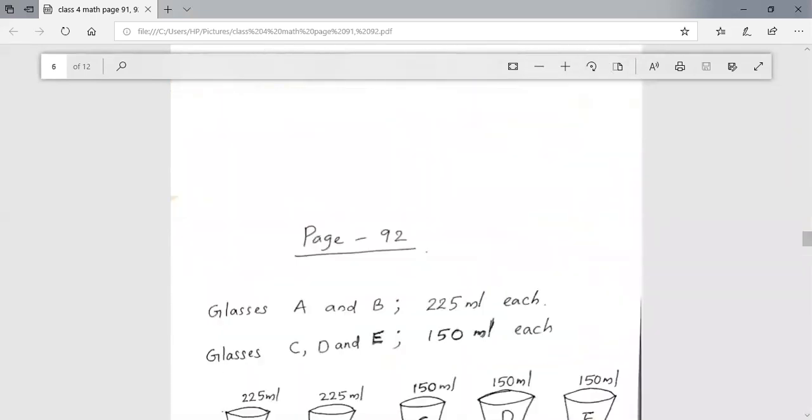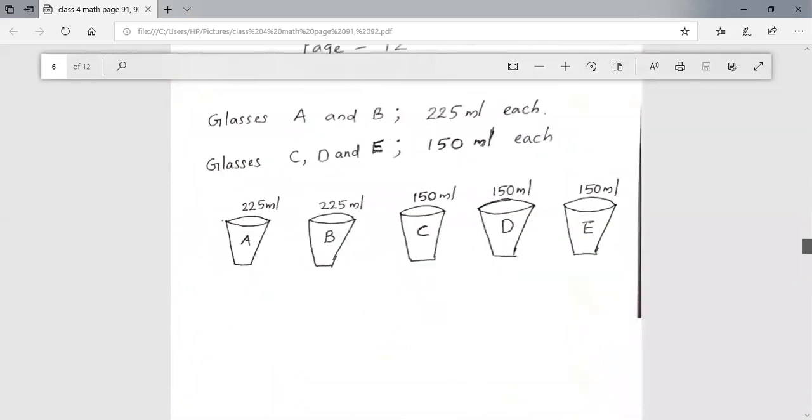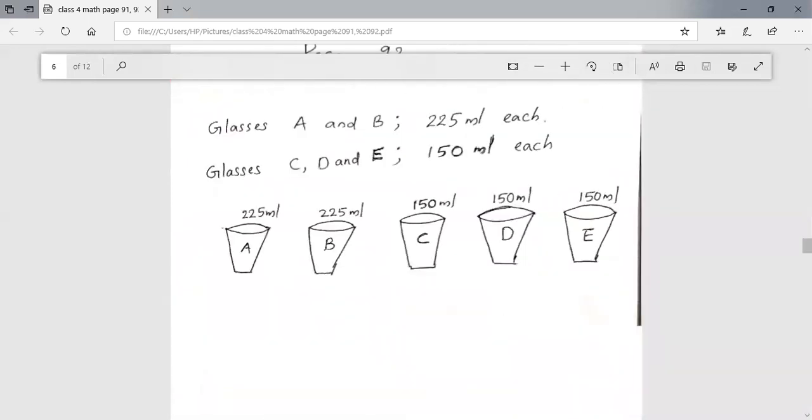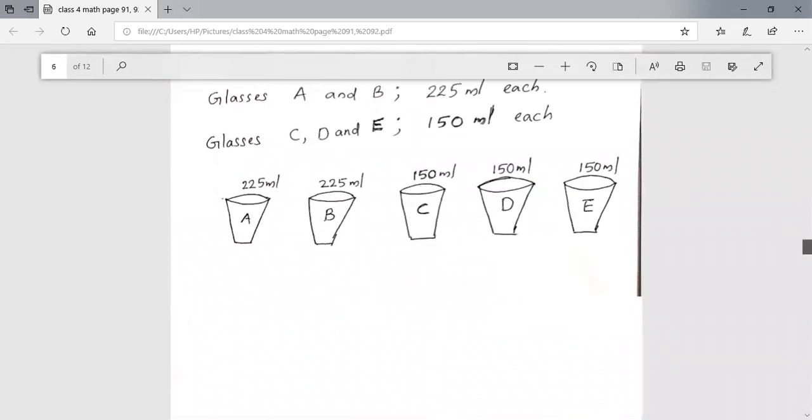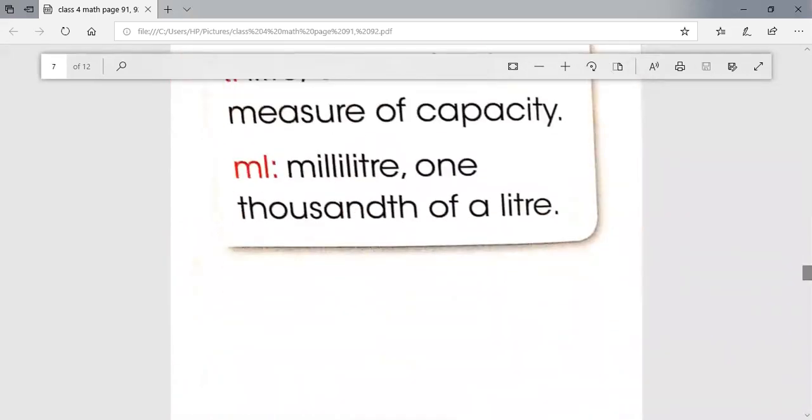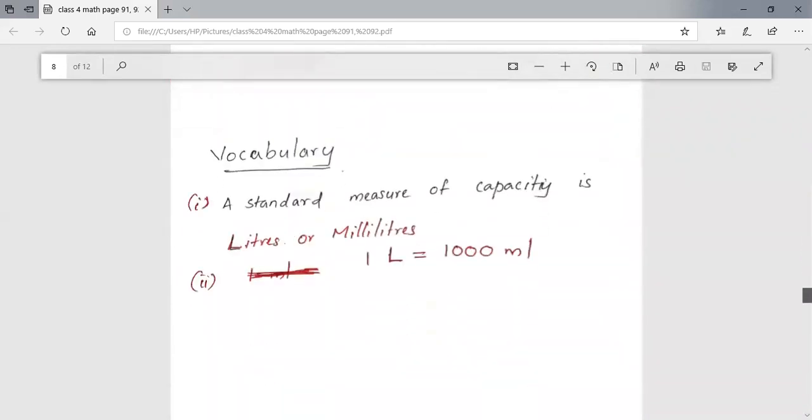Next one, vocabulary. Vocabulary: a standard measure of capacity is liter or milliliter. Here, listen, liter is actually the standard, and we are using milliliter also. What is meant by capacity? The amount of liquid is called capacity.